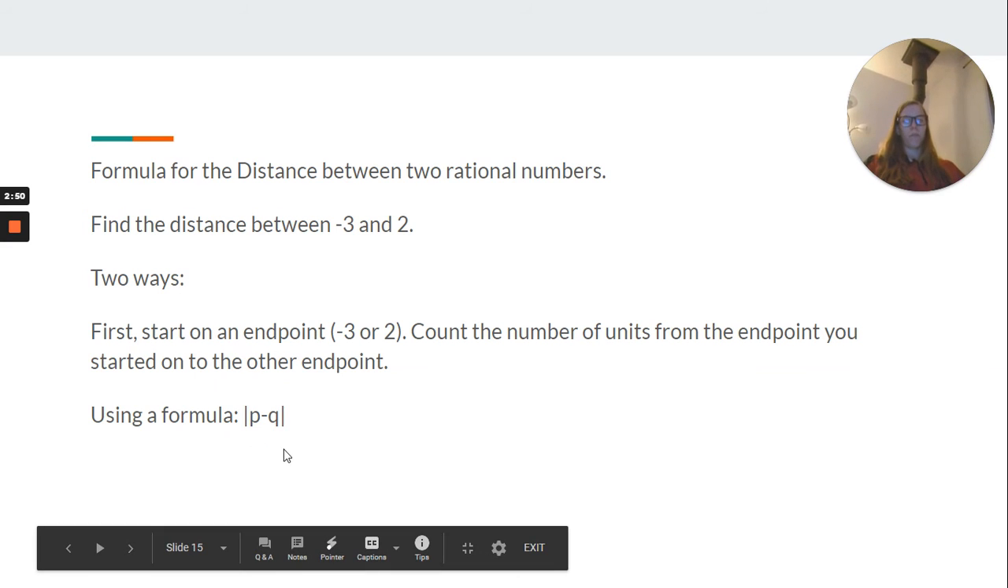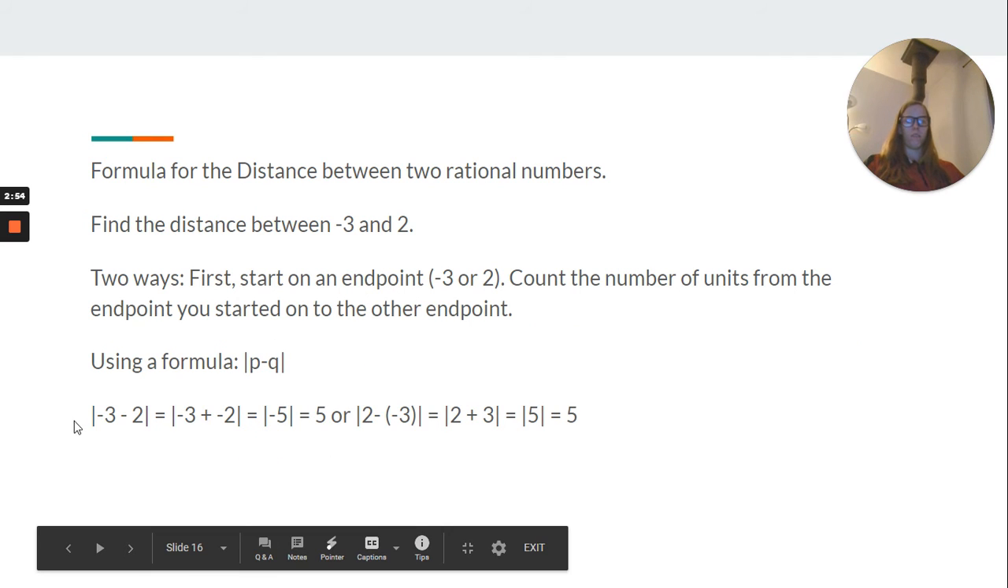Or we can use the formula. So it's going to be inserting those numbers. So we have -3 minus 2, which is equal to -3 plus a -2, which equals -5. But because it's an absolute value, it actually is 5. So that's what these brackets are. It's absolute value brackets, okay?